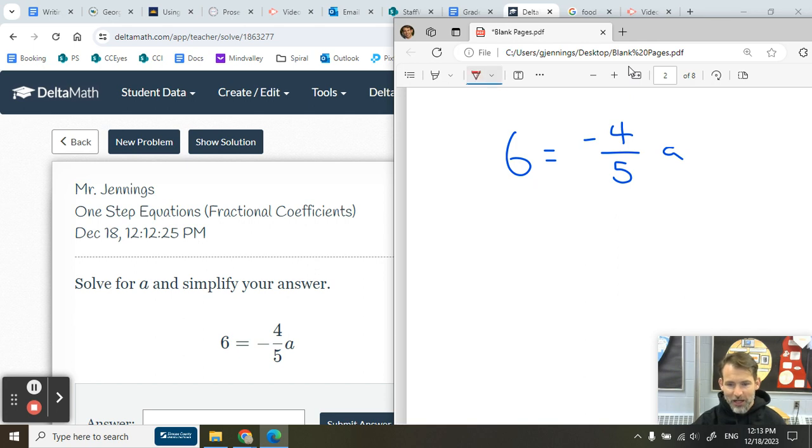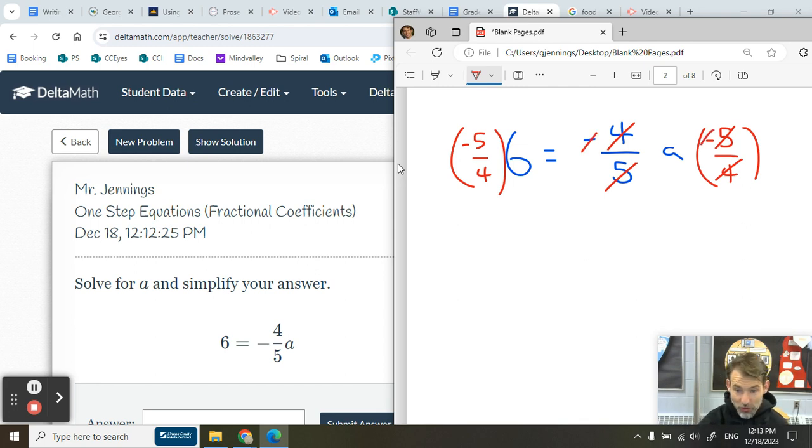Watch this. I'm going to multiply this side by 5 over 4, but it's negative. And I'm going to multiply this by 5 over 4, but it's negative. Okay, that's all you do. That is all you do. Okay, watch this. 5 cancels 5, 4 cancels 4, and negative cancels negative.